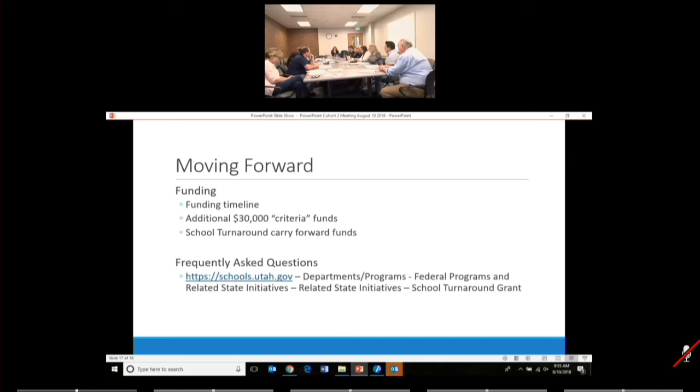There's a piece on there that I put in quotation marks, criteria funds. There's some criteria on top of the $240,000. A question has come in about how we apply for those particular funds. Those will automatically be determined by USBE or Data and Statistics, and through finance, those will be added to the grants management system automatically. So you won't need to apply for those additional funds, they'll just be in there.